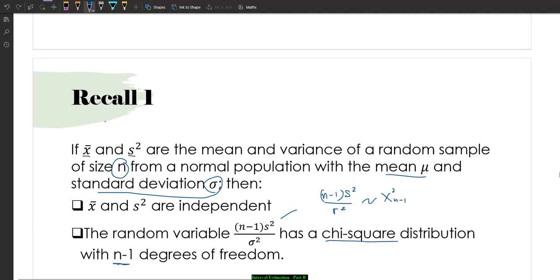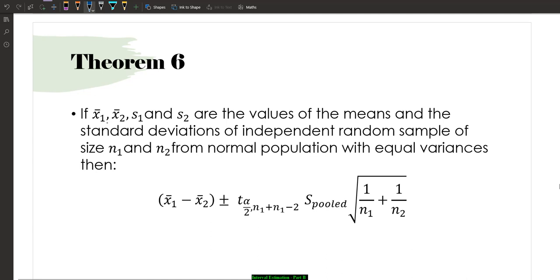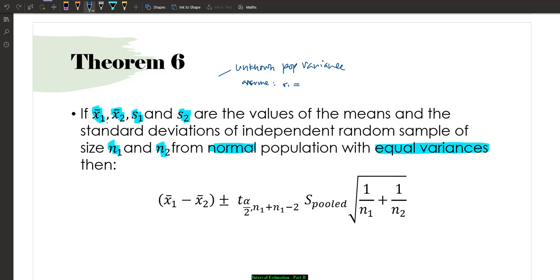By remembering these two theorems from Chapter 1, it will lead us to Theorem 6. Theorem 6 says that when we have two populations, x bar 1 and x bar 2 are the sample means of the two populations, and S1 and S2 are the sample standard deviations for these two groups, independent random samples of size n1 and n2 from normal populations with equal variance. Then the interval estimation, when the population variances are unknown, requires us to assume that sigma 1 equals sigma 2.